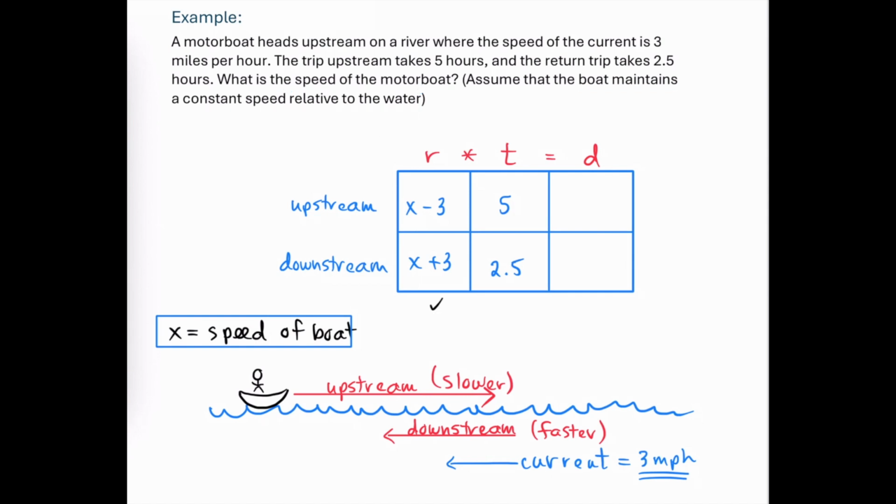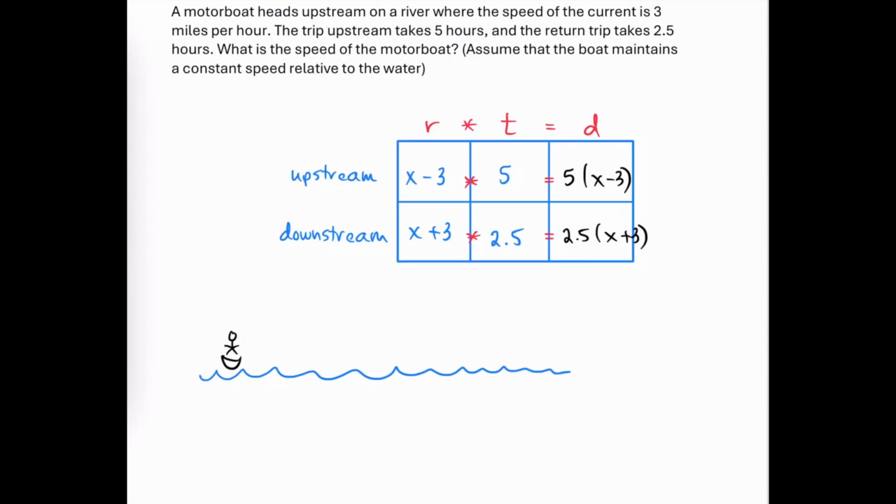Now, as with previous examples, once we have 2 columns populated, we can multiply these 2 columns together and put their product in the third column. So our third column becomes 5 times x minus 3 and 2.5 times x plus 3, which is essentially our rate times the time, which is giving me the distance.